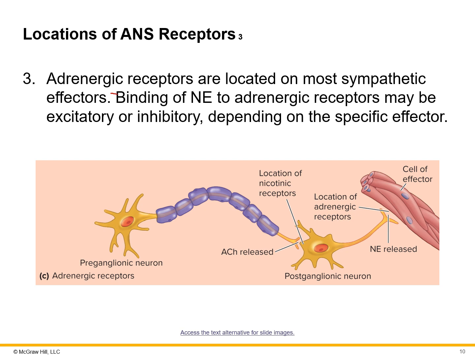Now the adrenergic receptors, those are the ones receiving the norepinephrine. These are on most sympathetic effectors. They're going to bind to that norepinephrine using those adrenergic receptors, and it can be inhibitory or excitatory. Again, it depends on the effect. These adrenergic receptors are on the effector, not on the pre- or postganglionic neuron.